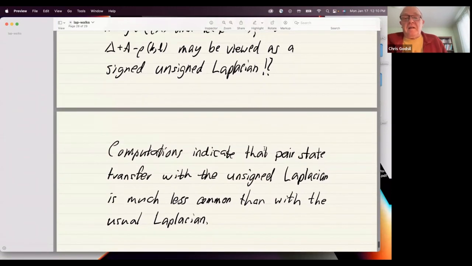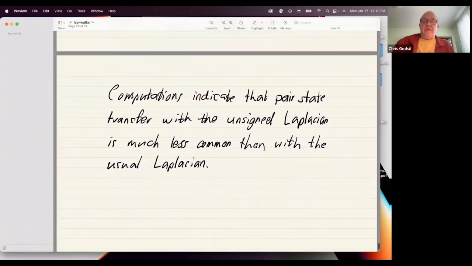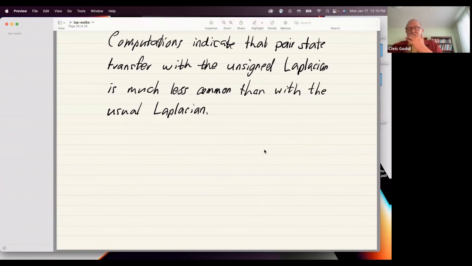And just to finish off, Tina's computations indicate that pair state transfer with the unsigned Laplacian is less common than with the usual Laplacian. It's a good question: what's driving this? I think it's partly because the extra stuff you're seeing on small sizes arises from complements of graphs which are joins of smaller graphs. So it's possible that if we throw away the things that are joins, Laplacian state transfer is rarer than appears from the figures. But we don't know, that's an open question.